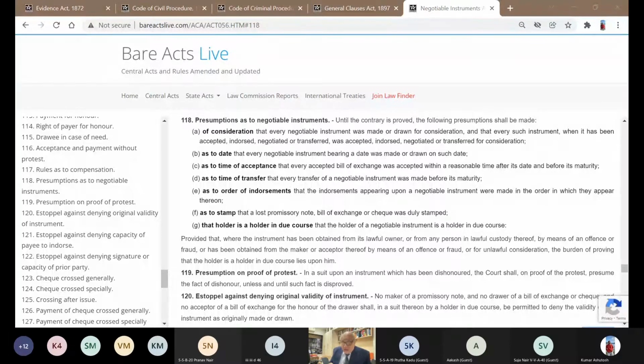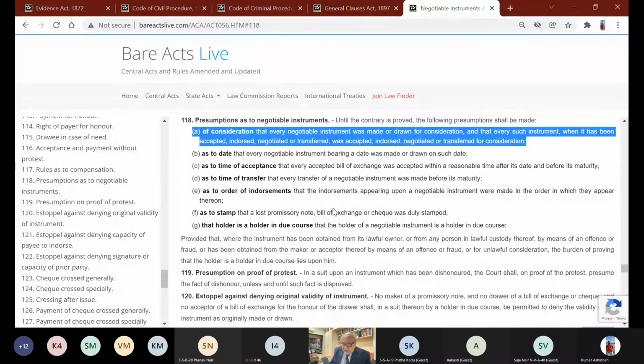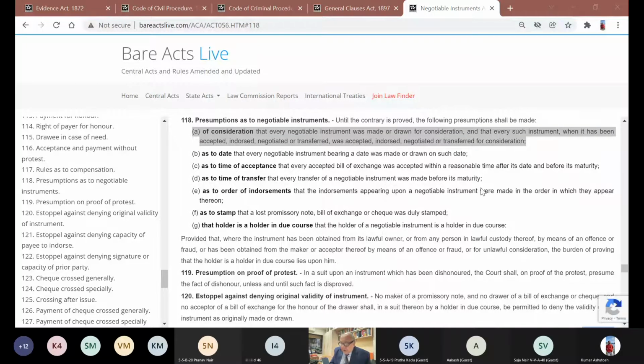See, this is like 114 के अंदर. Consideration: that every negotiable instrument was made or drawn for consideration, and that every such instrument, when it has been accepted, endorsed, negotiated, transferred, was accepted or endorsed, negotiated for consideration. So अगर दुबई से आप माल भेजें, मैं आपकी बैंक से चेक भेजा हूं, कंसाइनमेंट आ गया, समझो पेमेंट मिल गया आपको. Isn't it? Without receiving, you will not pay it. That is how it is.